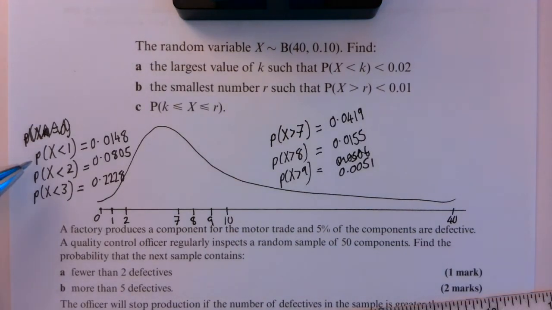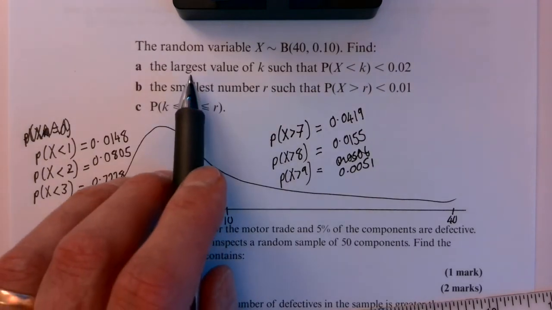Okay, so the probability x is less than 1 is just the probability of 0. Upper 0, lower 0 gives me that. Less than 2 is just 0 to 1, so it's the probability of 0 and the probability of 1 added together. Less than 3, 0, 1 and 2. And obviously those are getting bigger because you're including more possibilities as you move up.